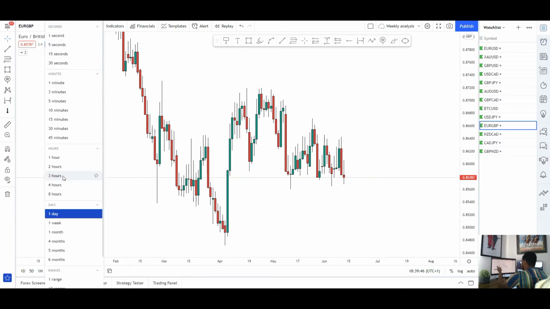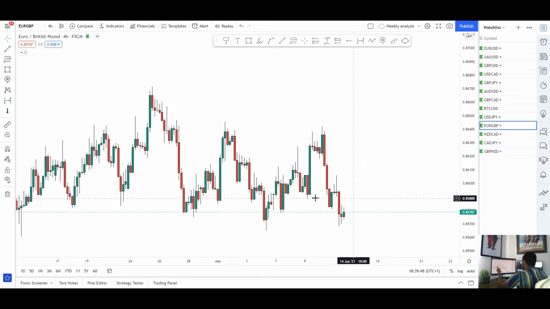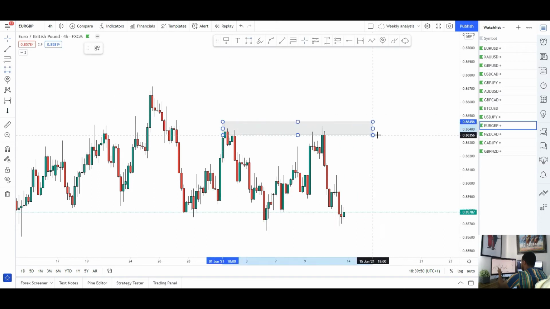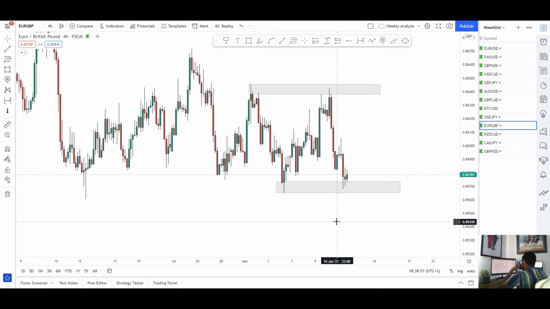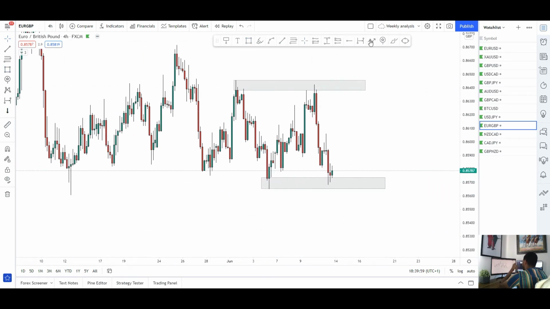So taking that information down to the 4H, you can see this week we saw a bit of retracement, and we saw another lower high formation, double top there, and a push back down to this support. So I'm expecting Euro GBP to create some new lows coming into next week.